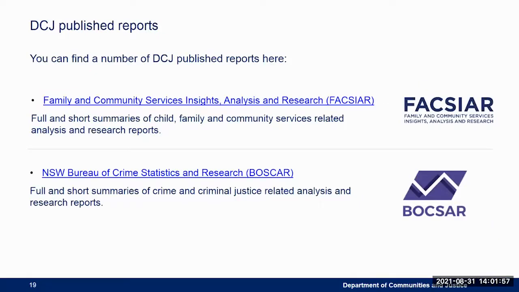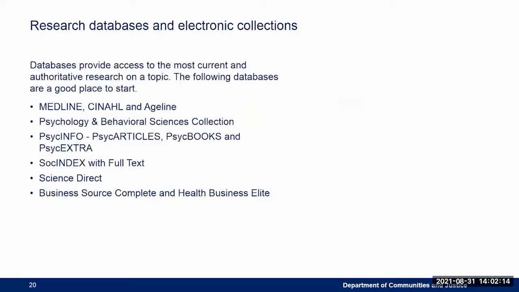Okay, so you can find a number of DCJ published reports here. So it's the FACSIAR publications, and if you're looking at crime-related research, you can look at BOCSAR. So obviously FACSIAR has child, family, housing, homelessness research. Research databases and electronic collections. So these databases, I'm not going to read them all out. These are the best places to start.